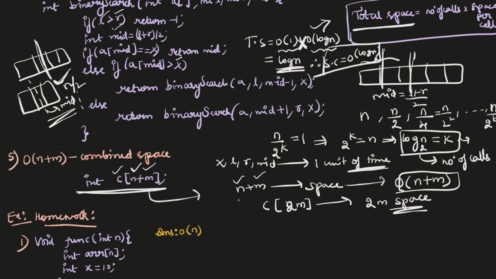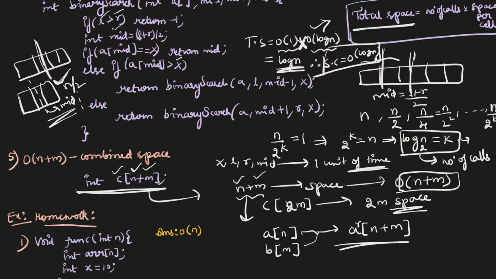You know, when do you use this? When you are having an array A of size n and array B of size m, and you want to create a merged array of these both, then at that time you use an array of n plus m. So in this you can store n plus m elements. So that's the reason it occupies n plus m space. So therefore its order would be n plus m.